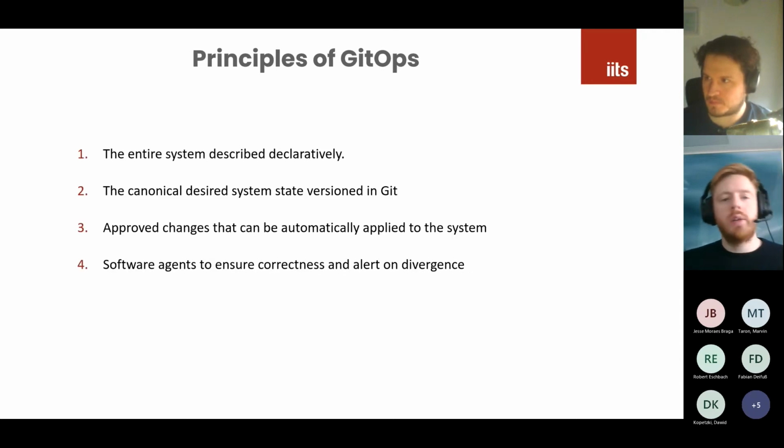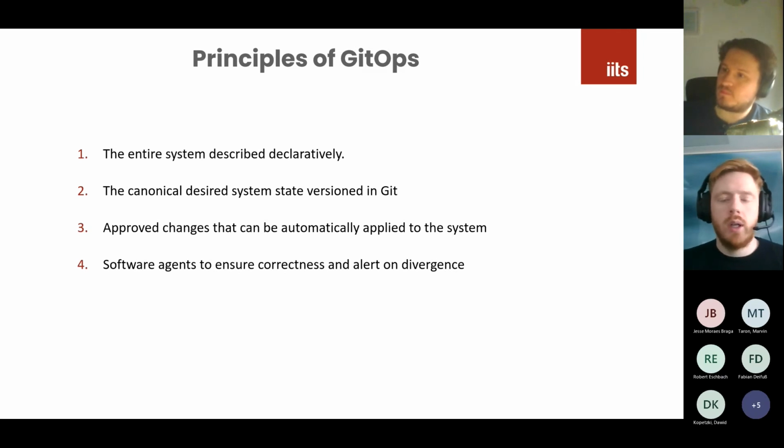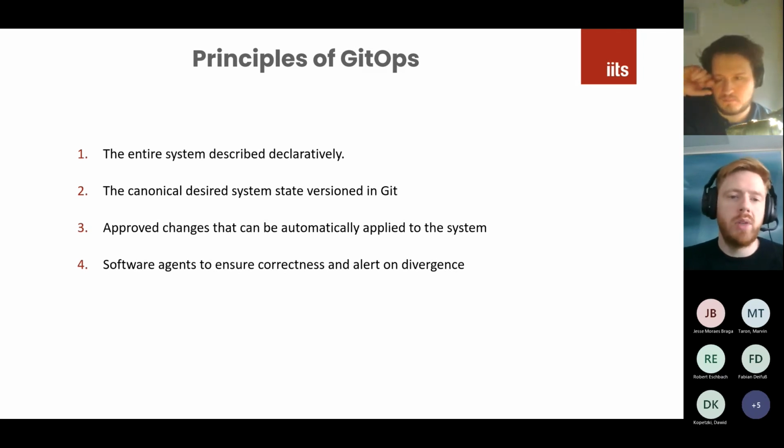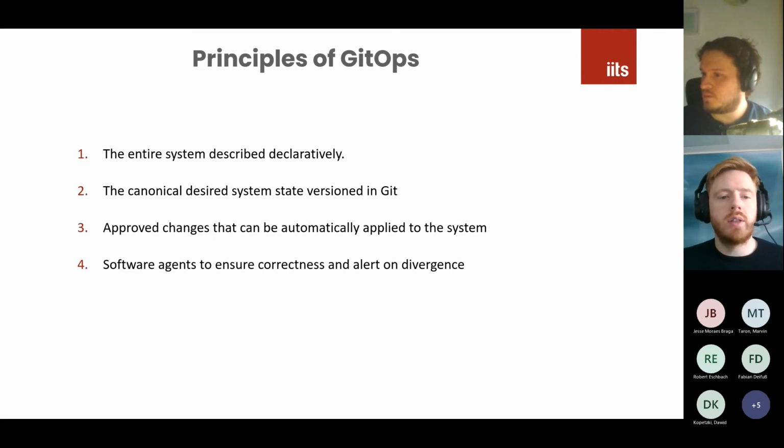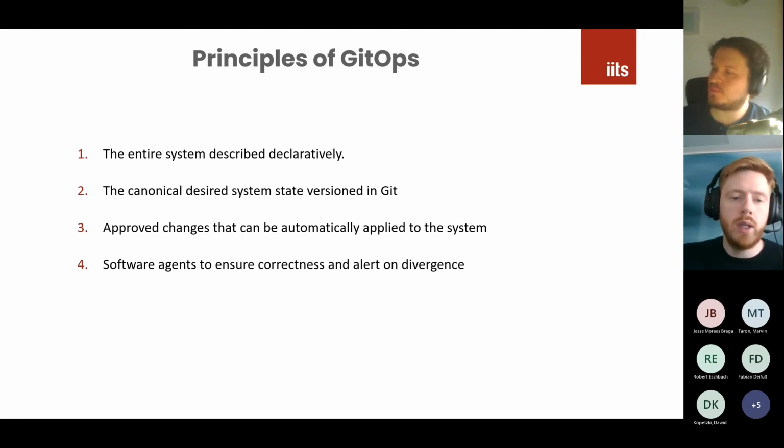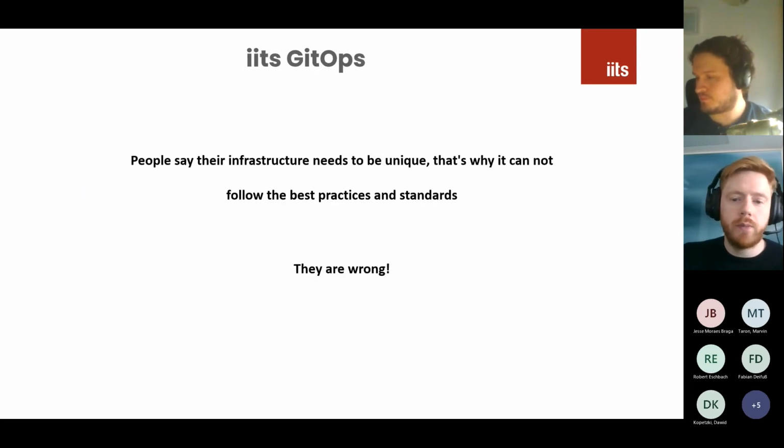It becomes a little bit clearer if you look at the principles of GitOps. There are currently four big principles. The first is that the entire system should be described declaratively. The canonical desired system state should be versioned in Git. Approved changes can be automatically applied to the system, and software agents ensure correctness and alert on divergence. These four things we want to analyze today, and we will show you our setup for GitOps.